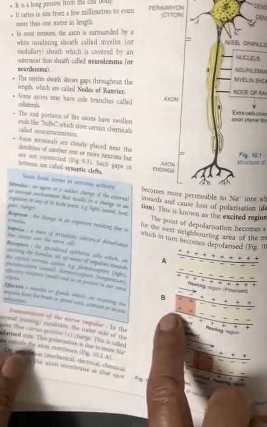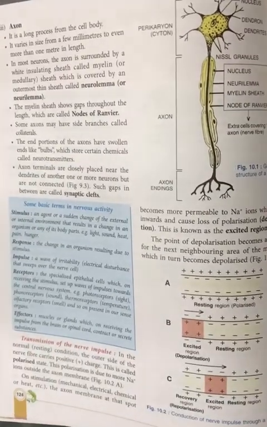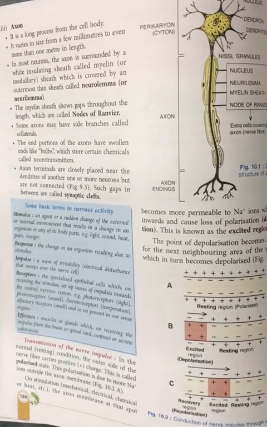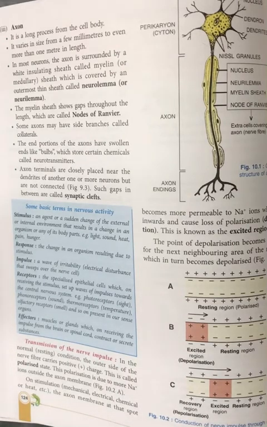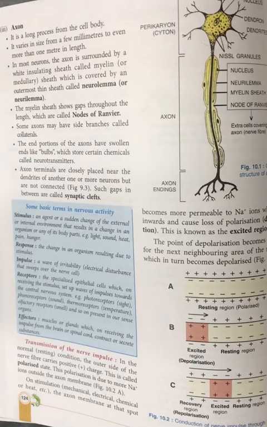And these two cells, or the two neurons, don't join each other. And where the dendrites of one are in close contact with the axon of the other, there is a slight gap between the two, and it is known as synaptic cleft. And that point of contact between the two nerve cells is called synapse.